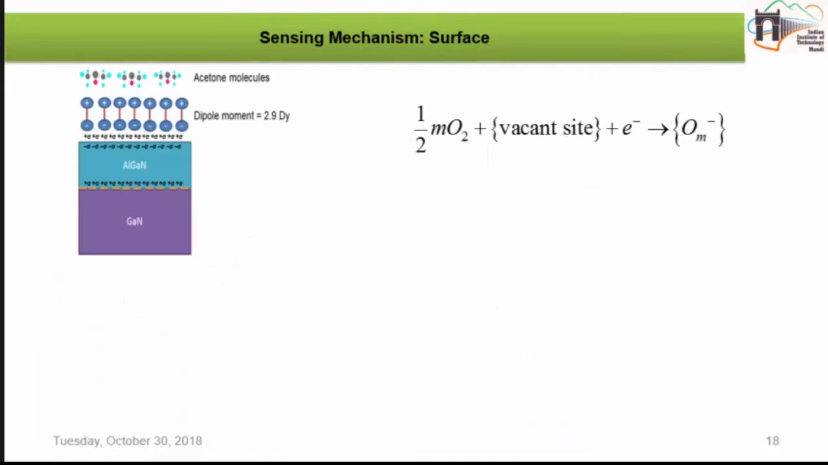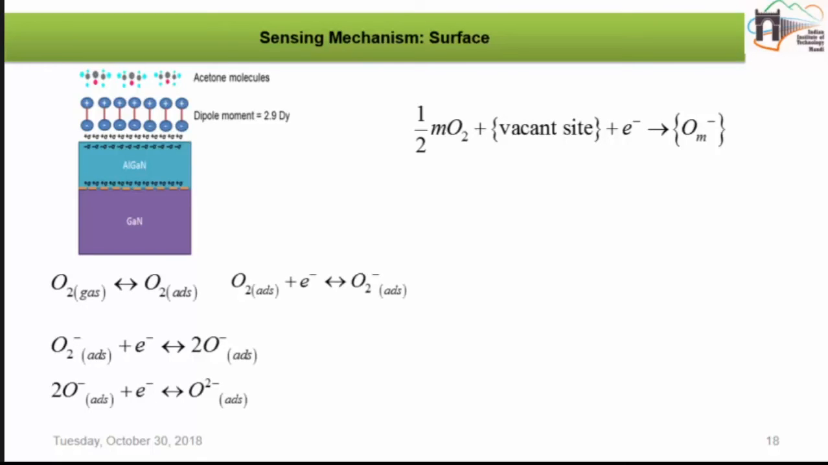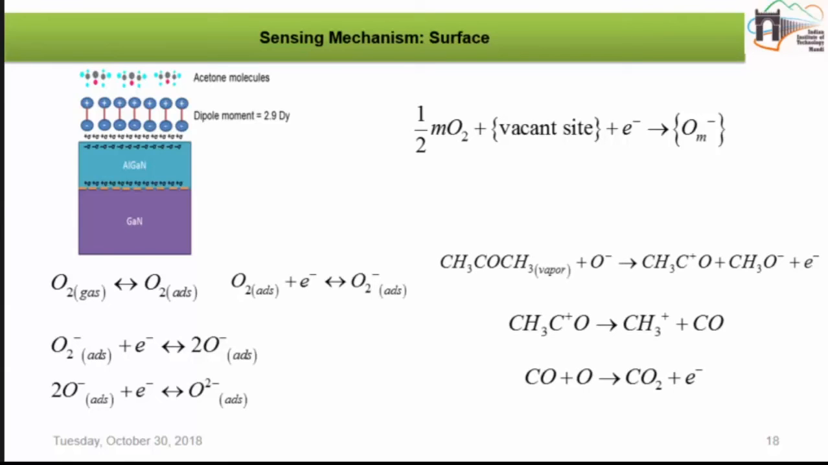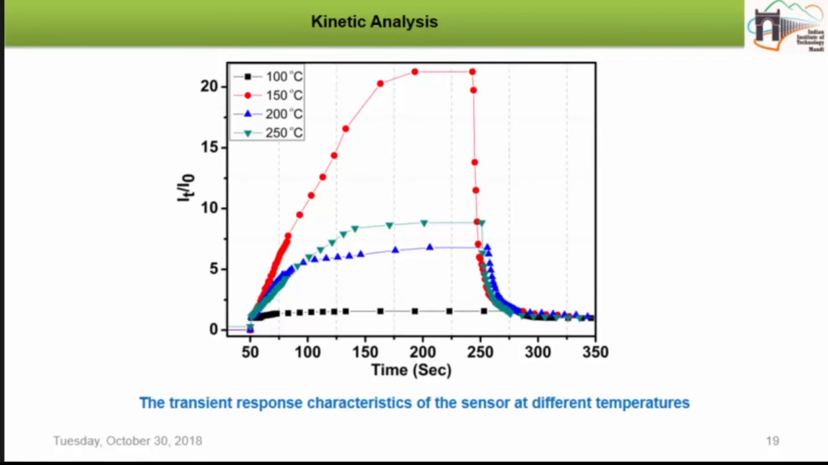And this is the sensing mechanism. Whenever an acetone molecule comes, as you know, its dipole moment is 2.9 Debye. So whenever a molecule comes, it will interact with the surface, and from the surface states it will immediately change the carrier concentration at the hetero interface. And these are some surface adsorbed oxygen states, and how these will react with the acetone molecules, and ultimately this will donate electrons to the surface, which is reflected in the results by changing the current.